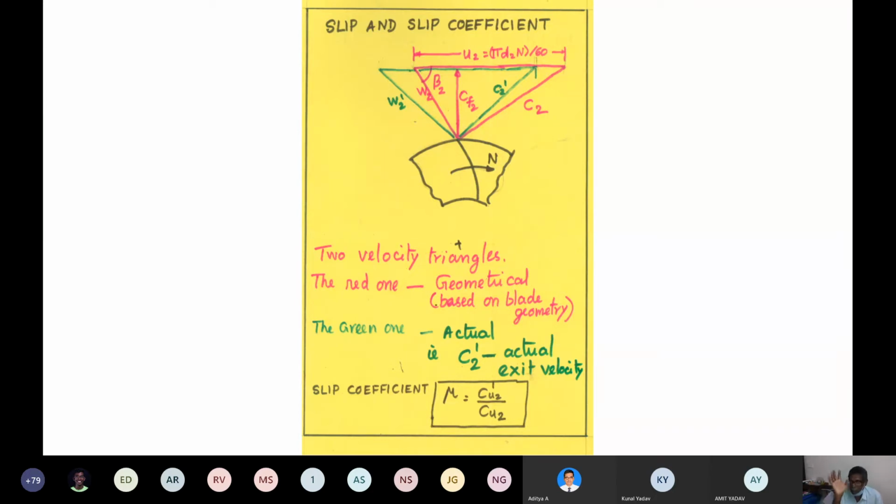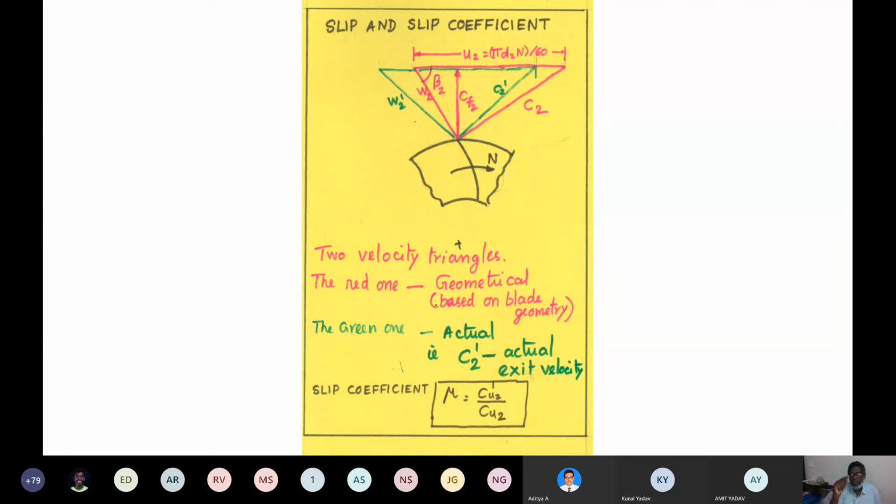So U2 is known, CF2 is known. Now for the geometrical velocity triangle, I will fix the direction beta 2 tangent to the blade, and complete it. But the C2 you get in this does not match with the C2 people get by measurement, the direction of it. So the idea of slip is developed. The relative velocity slips back in the direction opposite to that of rotation.